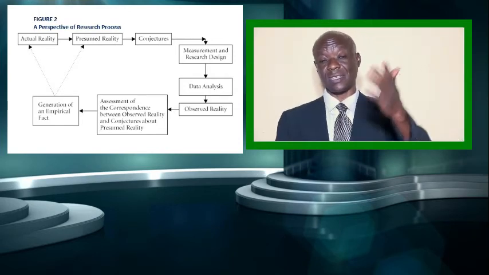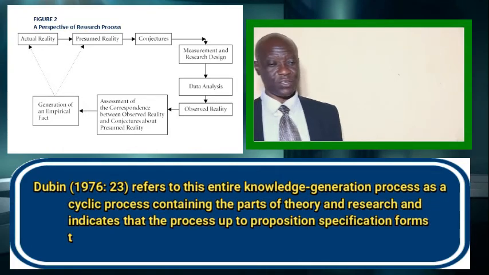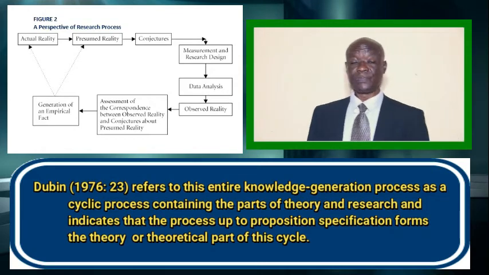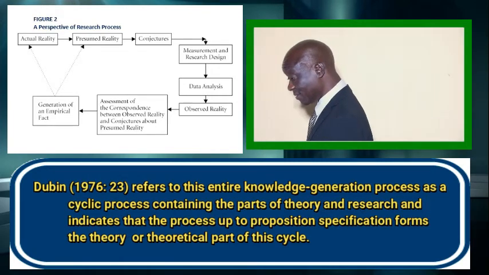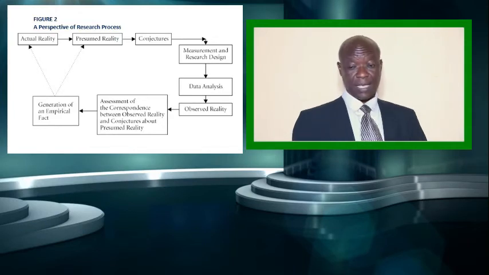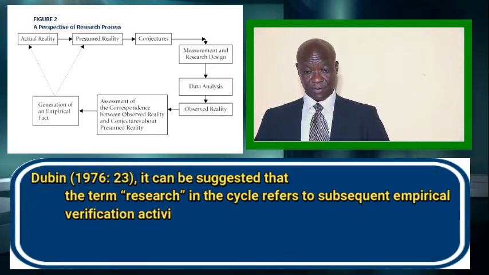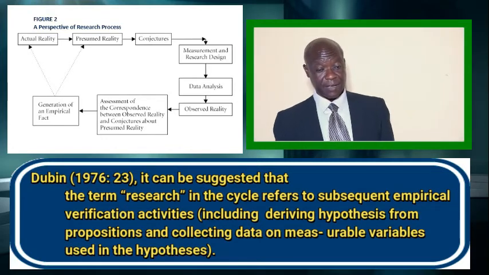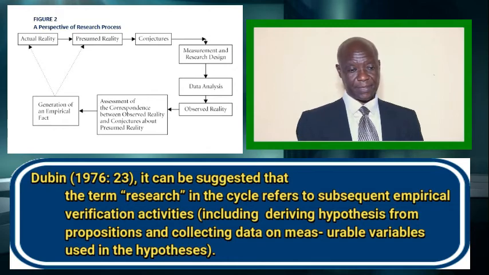And this is consistent with the Ntayi 1976, who says that the entire knowledge generation process is actually cyclical. It's a cyclic process containing the parts of a theory and research, and indicates that the process up to proposition specification forms the theory or theoretical part of this cycle. And based on the preceding discussion and in light of Dubbin 1976, it can be suggested, ladies and gentlemen, that the term research in the cycle refers to subsequent empirical verification activities, including certainly deriving hypotheses from propositions and collecting data on measurable variables used in the hypothesis, ladies and gentlemen.